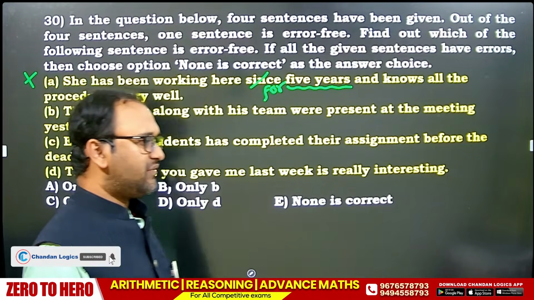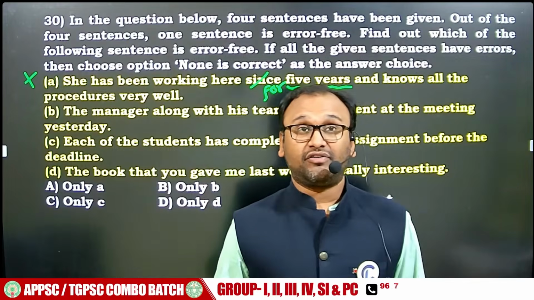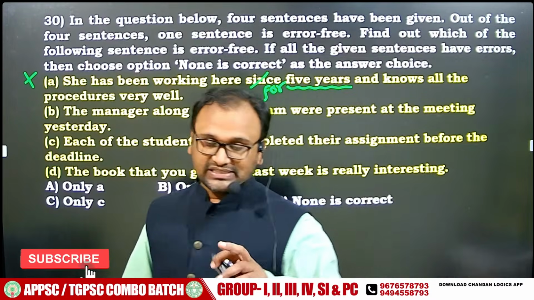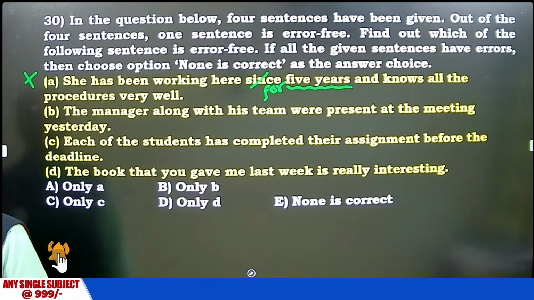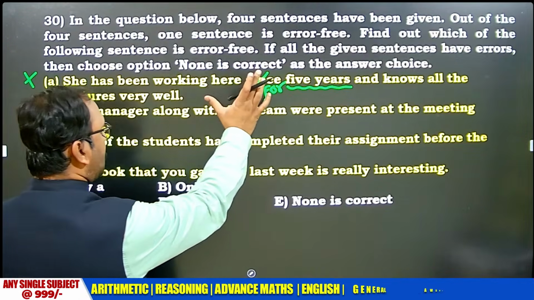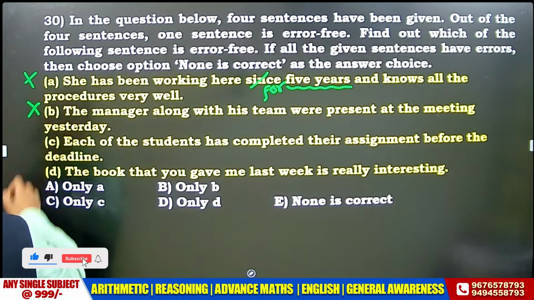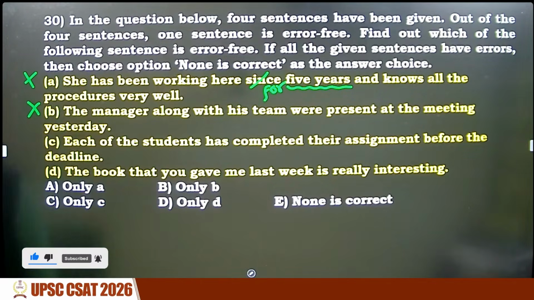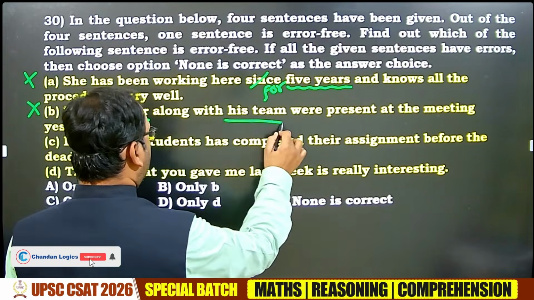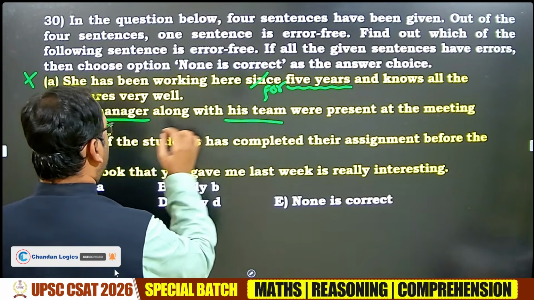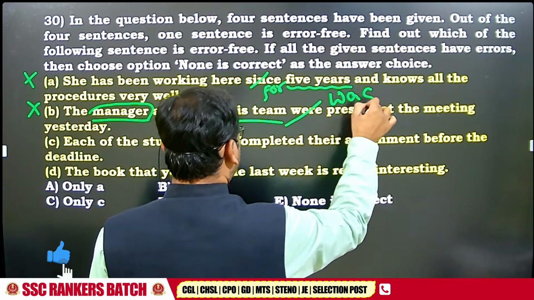No problem, Vishnu. Now is fine. She has been working here for 5 years. Yes, Vishnu, since versus for. Since is used only for a point of time. For is used for a period of time. I think option number 2, anybody can get it right. Easy question, right? The manager is A, team is B. A along with B. Manager becomes the subject. So were is wrong. Was is perfect.